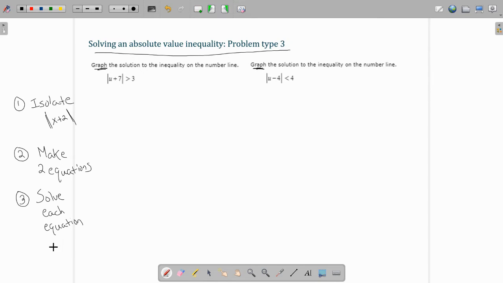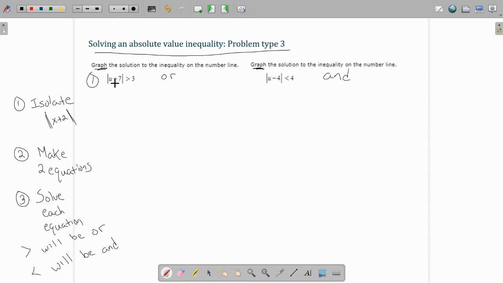And another hint is a greater than problem will be or, a less than problem will be and. So let's take a look at the first problem, and I'll explain these steps. It's greater than. This is going to be an or problem for graphing. This one's a less than. Eventually, this will be an and problem.